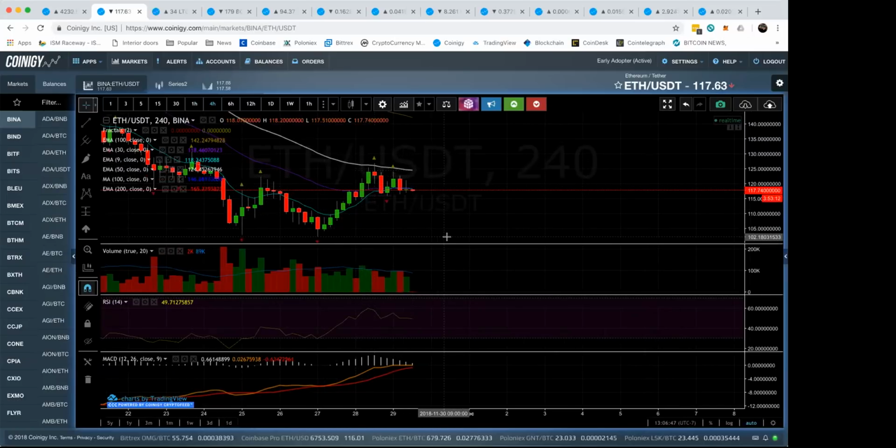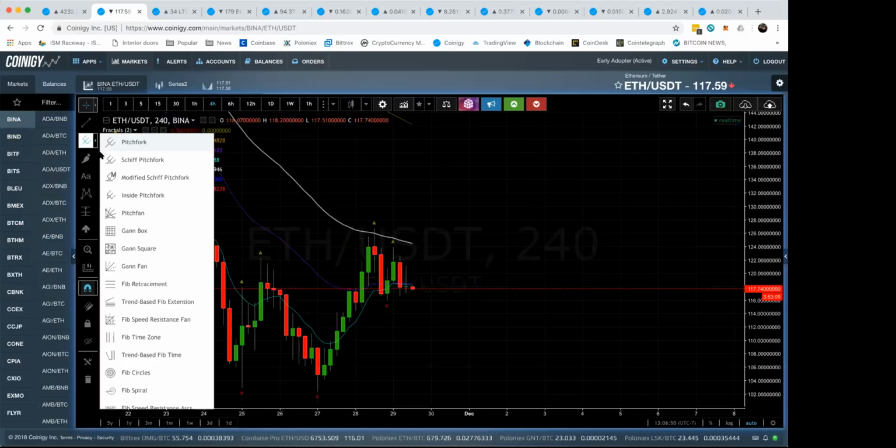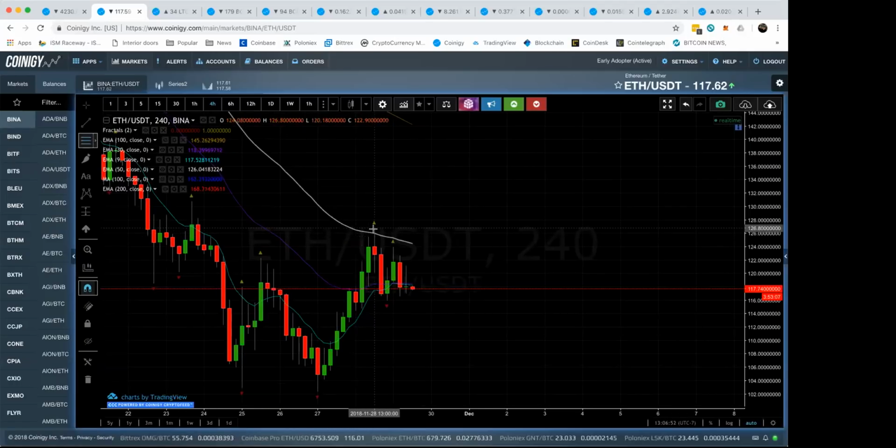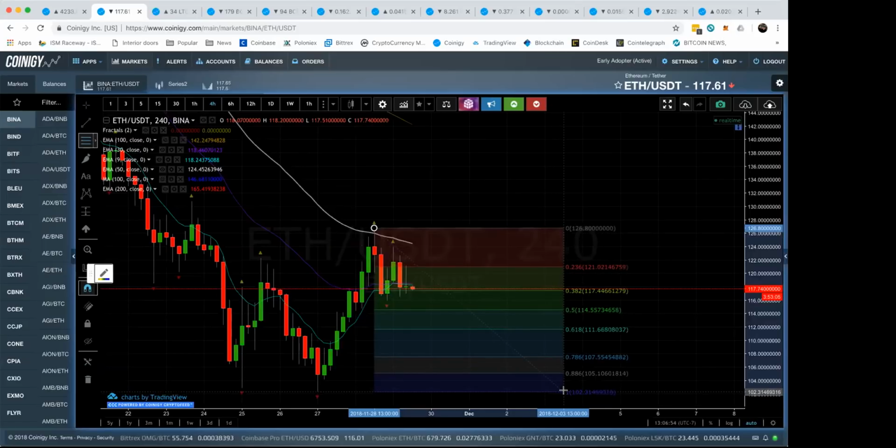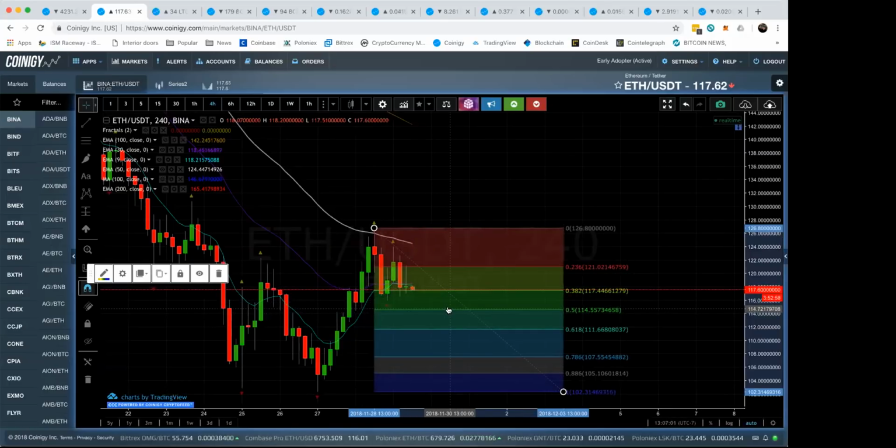If we look here at the 4-hour time frame and we put a fib on it, we only barely crossed the 382. We haven't even hit the 0.5 fib level yet. So I do anticipate probably going a little bit lower here, and we are losing the 9 EMA on the 4-hour. So again, that's a very powerful EMA.